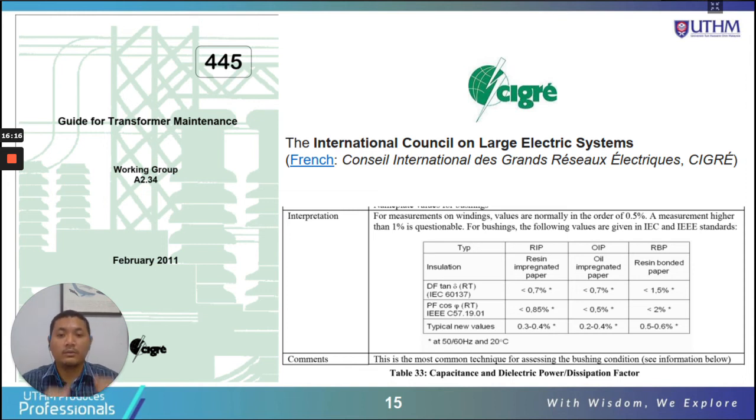So when you perform the test, you explain this to the client, the asset owner. Tell them that, based on the standard, the value that we have tested is very high, 1.1% for example. Then according to the standard, this is above the acceptable value, so the equipment is not good.